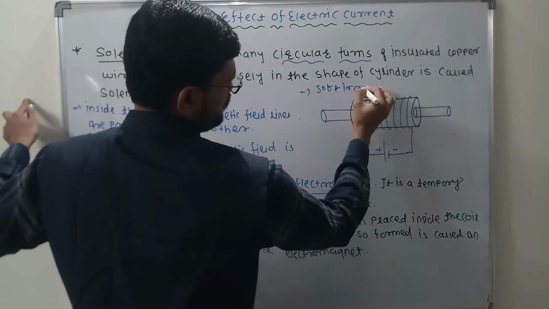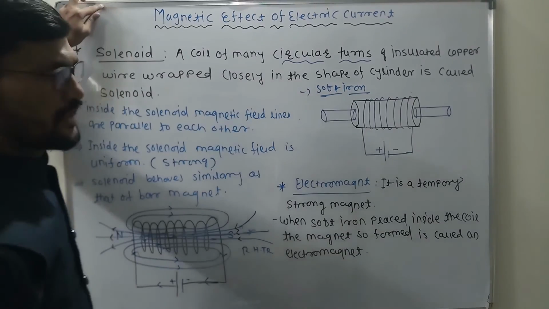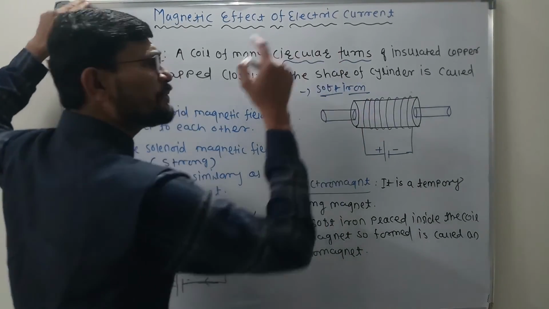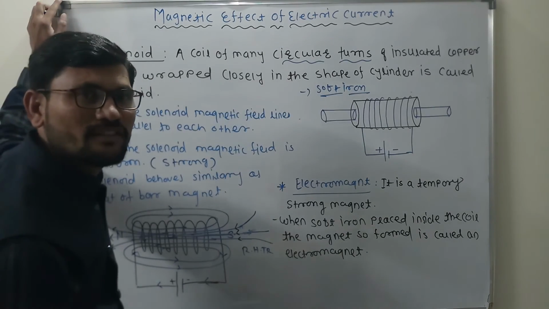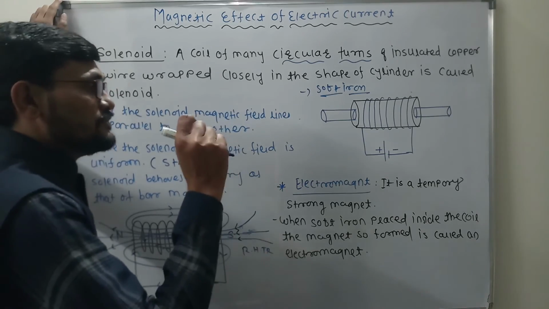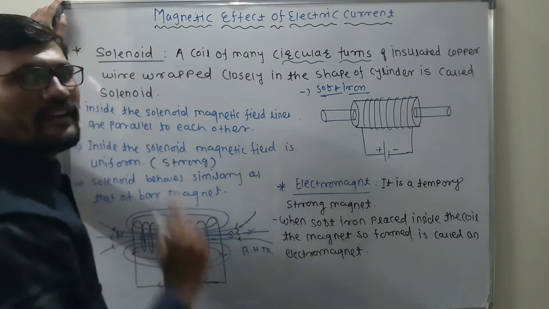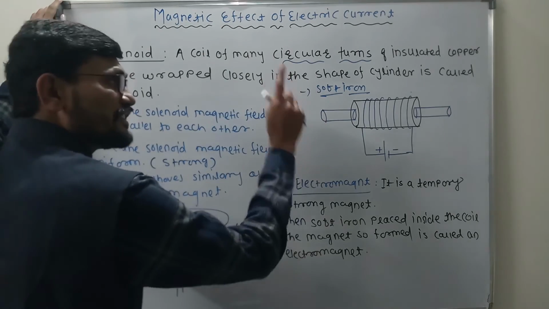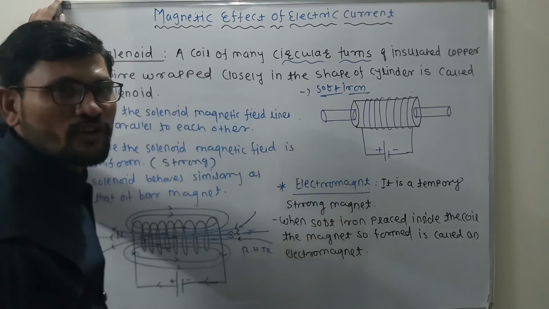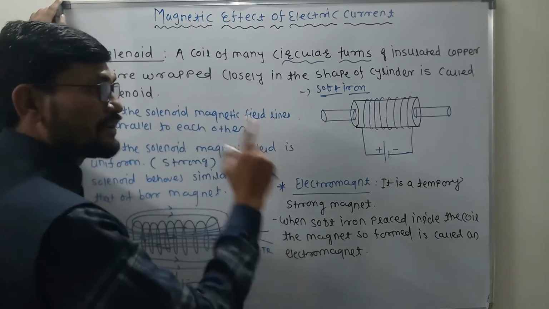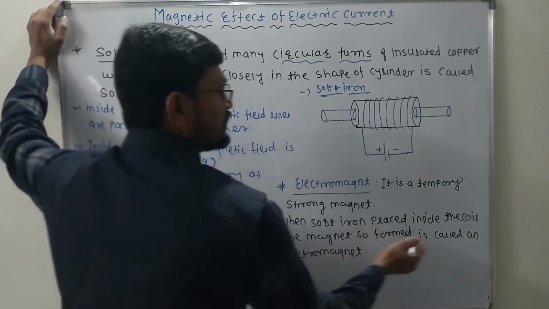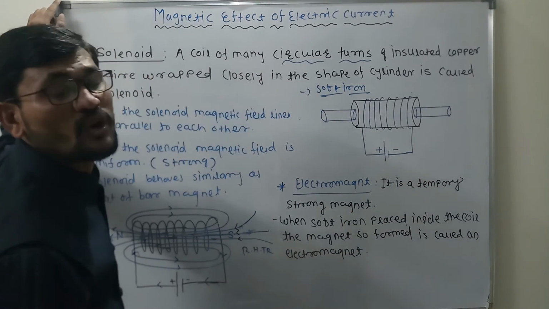Now instead of the steel rod, if suppose we place soft iron, what will happen? If we place the soft iron inside the solenoid, then it will become a temporary electromagnet. That is called a temporary electromagnet. What is the concept of the temporary electromagnet? Till the current is present in the solenoid, it shows the magnetic properties. Once the current stops flowing through the solenoid, it will stop giving us the magnetic properties. That is what it is called. When soft iron is used, it is a temporary strong magnet.